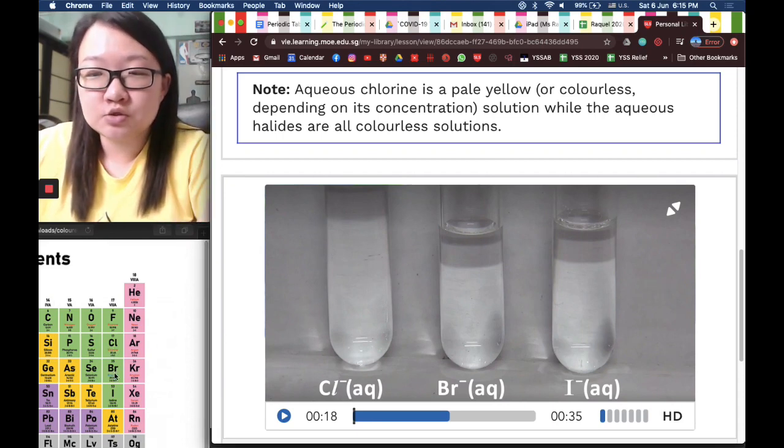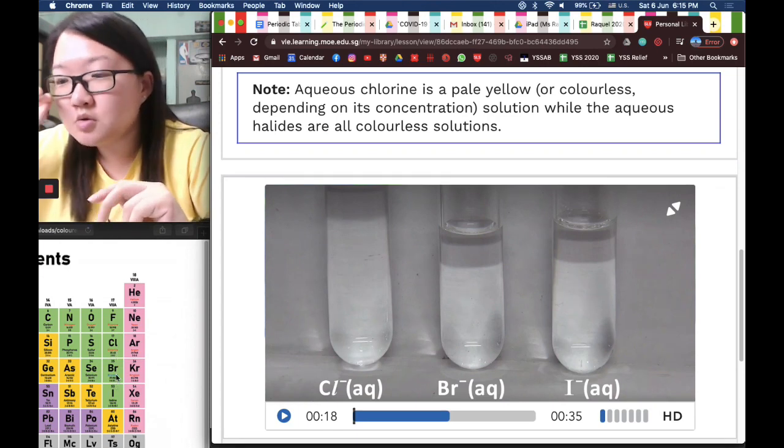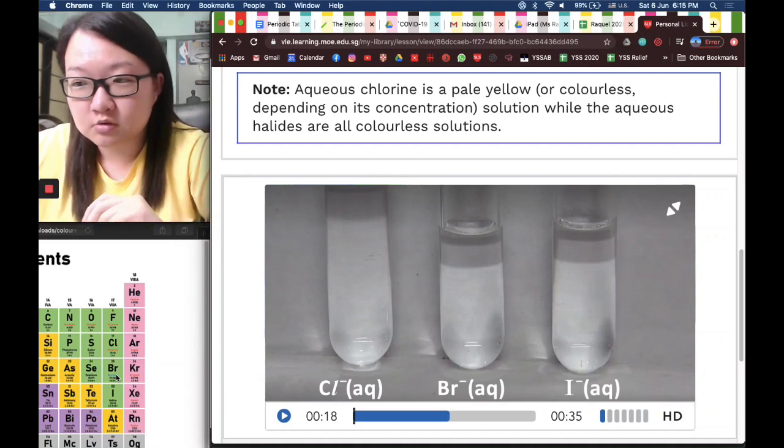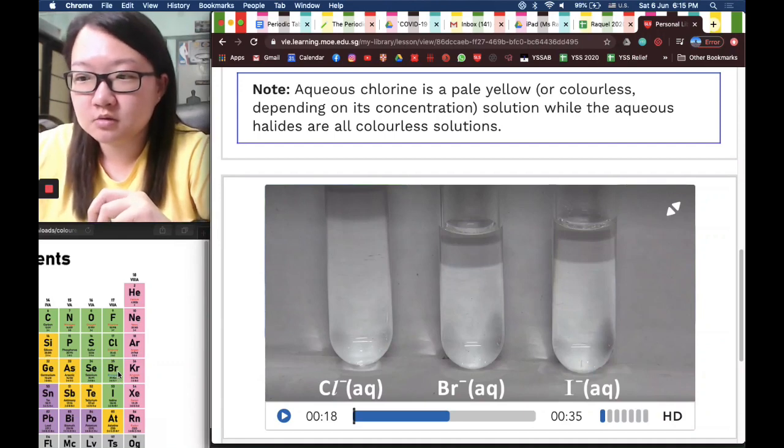Second test tube, where's my finger? Second test tube, you are adding chlorine, which is more reactive, into a bromide solution. So if we go back, if you just scroll back to your own notes, have a look at what displacement reaction is again, right?